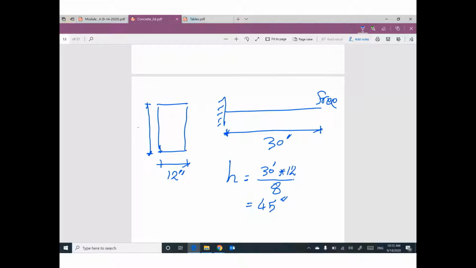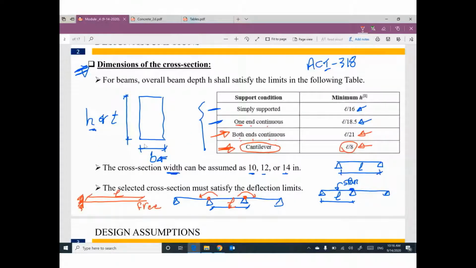Too much. And the 30 feet also is too much. Okay, so 45, 46, 50, it's up to you. This one, 12, 14, it's up to you. Sometimes 16, it's okay, no problem. So these limits are just to guide you to assume the correct overall depth. Okay. Your question, Burak.